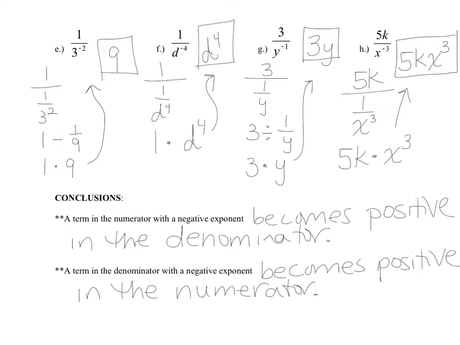So instead of doing all this crazy math, we have proven that all we have to do, if we have a negative exponent in the numerator, which I like to call the upstairs, we just move it to the denominator. We just move it downstairs and it becomes positive, right? The denominator I call downstairs. If we have something in the denominator with a negative exponent, we just move it upstairs to the numerator and it becomes positive. So let's do some examples.